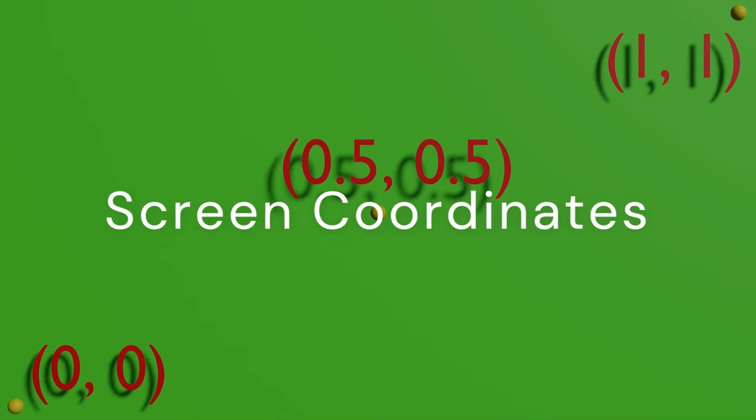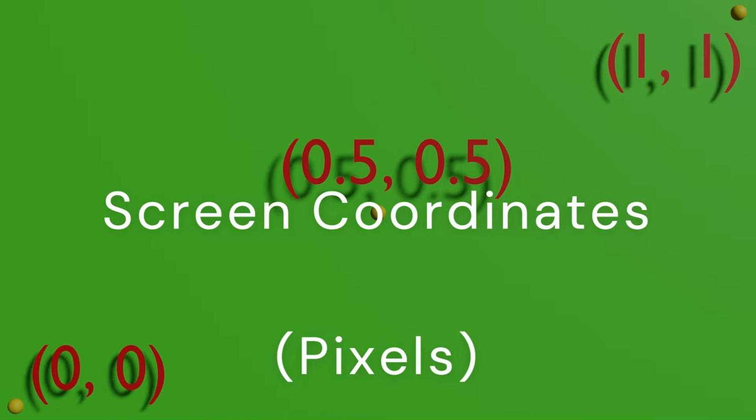Screen space. Screen space refers to the coordinate system that corresponds to the player's screen or display. The screen is divided into a two-dimensional grid, where the bottom left corner has coordinates 0, 0, and the top right corner has coordinates screen width, screen height. The unit of measurement in screen space is usually pixels. In screen space, the position of an object is defined relative to the screen.